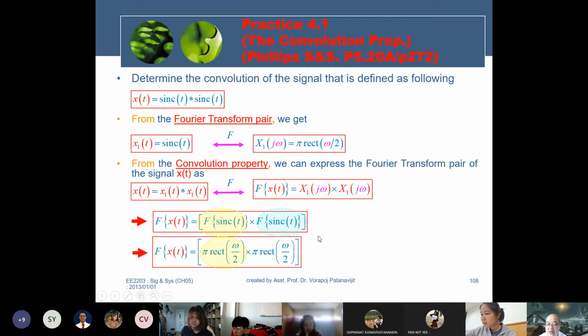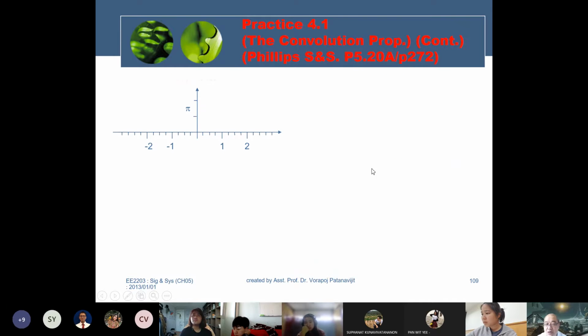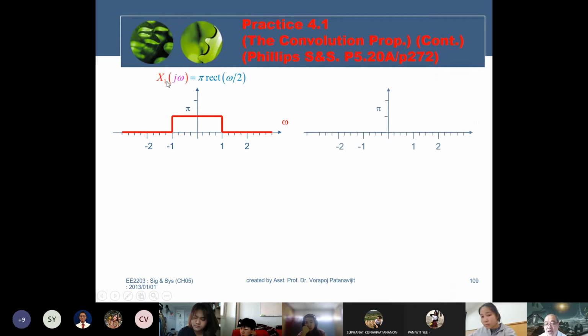The first one is the yellow, the second one is the blue. To help you understand, pi multiplied by pi gives you pi squared, and the rectangle multiplies with the rectangle. You must plot the rectangle graph first. The rectangle is centered at 0 in frequency, and its height is 1 in the omega point of view. The x1 is here, and x2 is the same. When you multiply them, the signal has 3 pieces.